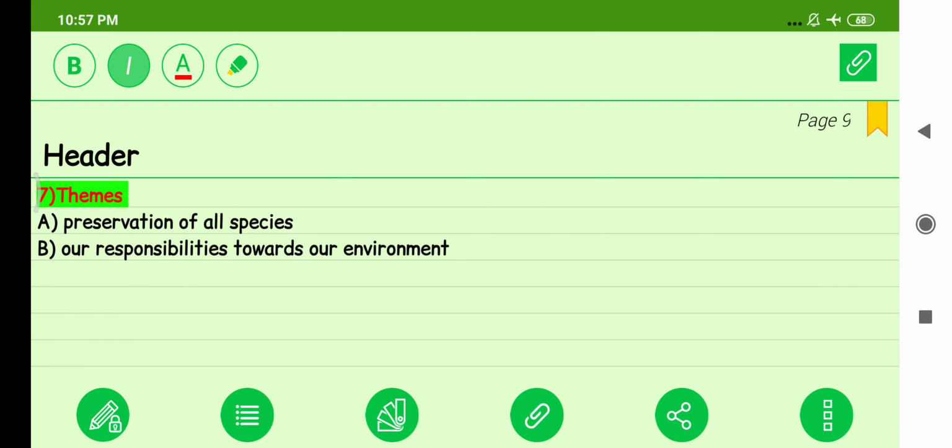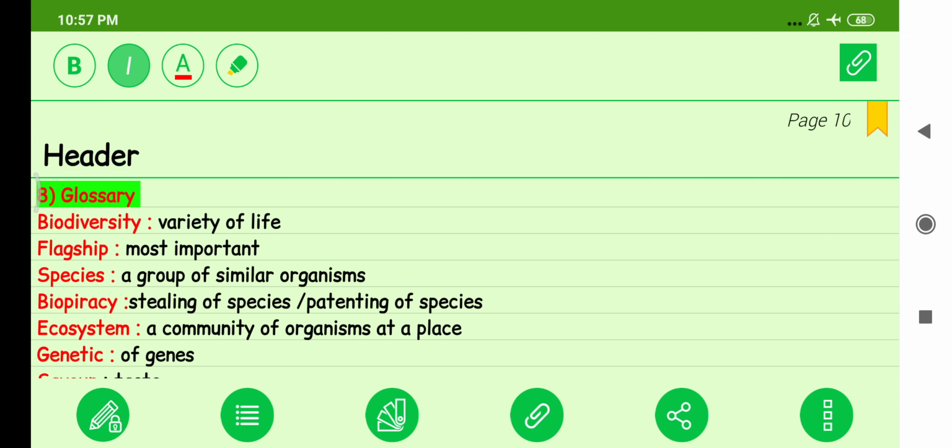And then themes are very simple: preservation of all species. I think by now you people have understood it. Our responsibilities towards our environment, so we have to now take responsibility of protecting, of preserving our environment. Understand, we have to know more and more about our environment, and we have to make people around us aware of the same thing.